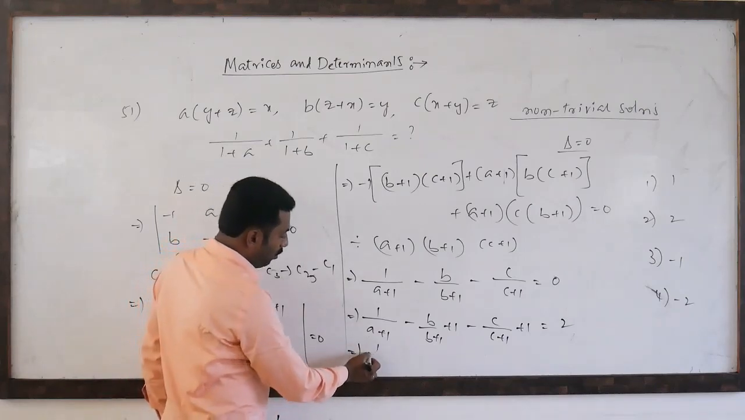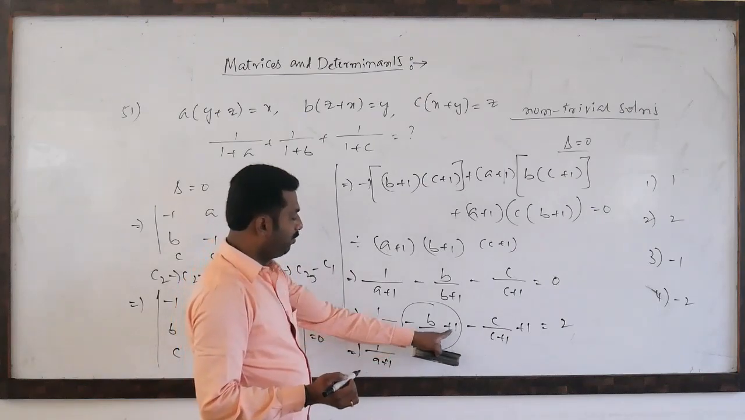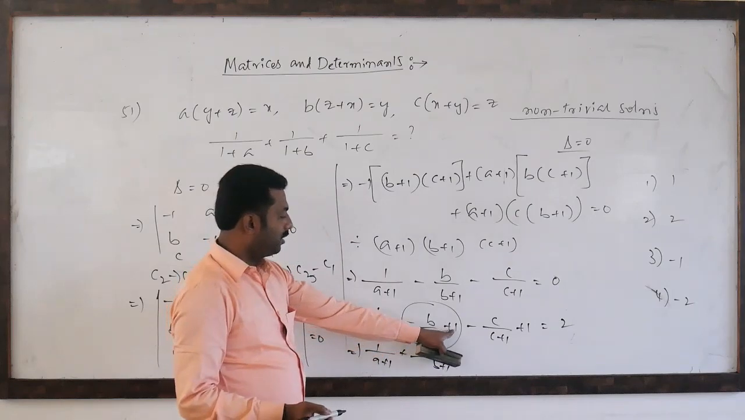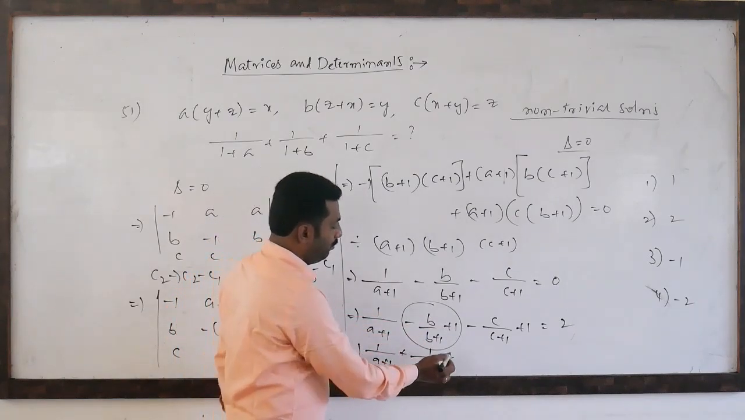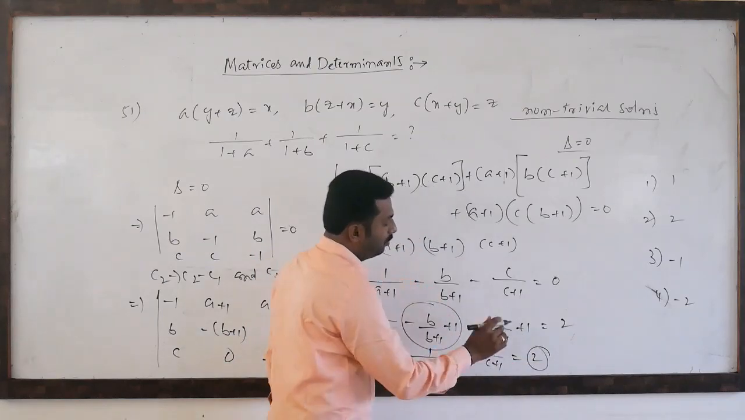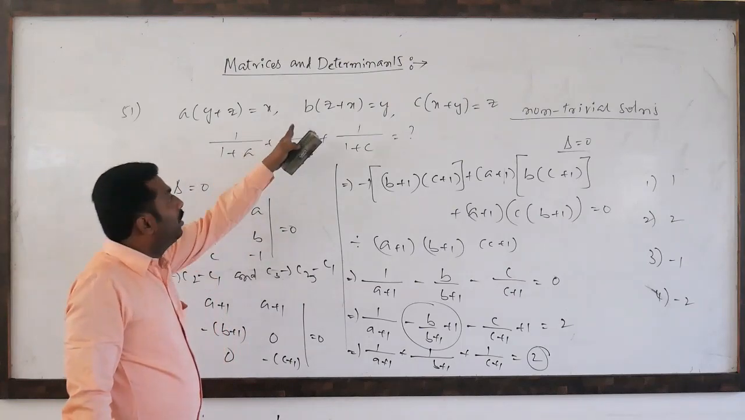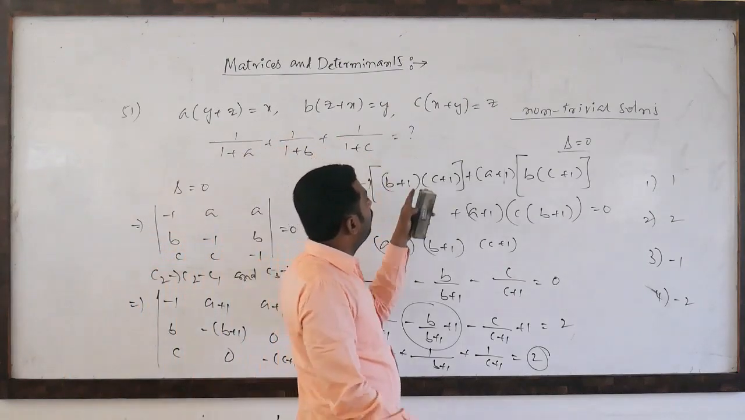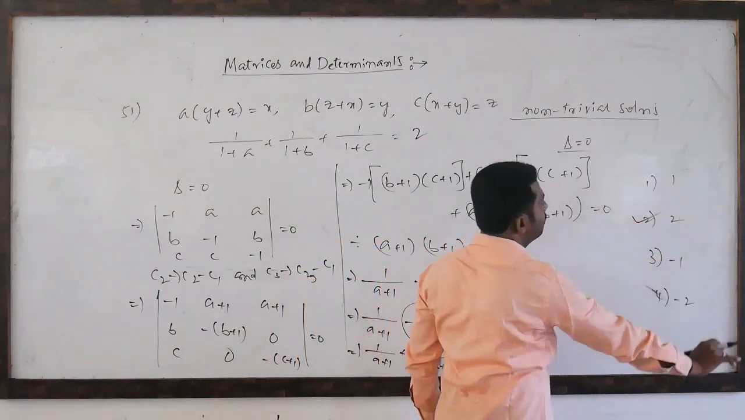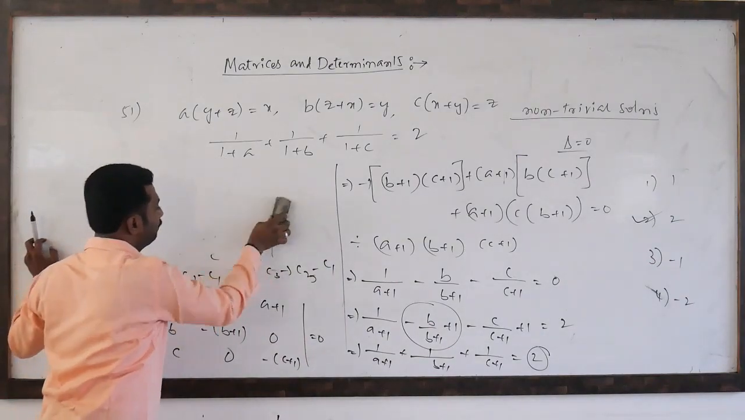So if you observe 1 by A plus 1, if you simplify, LCM B plus 1 if I take, plus B minus B cancel, 1 divided by B plus 1. This is also 1 divided by C plus 1, equal to 2. So 1 by 1 plus A, 1 by 1 plus B, 1 by 1 plus C value, how much is it? Nothing but 2. So which is the answer? Option 2. So like that we have to answer.